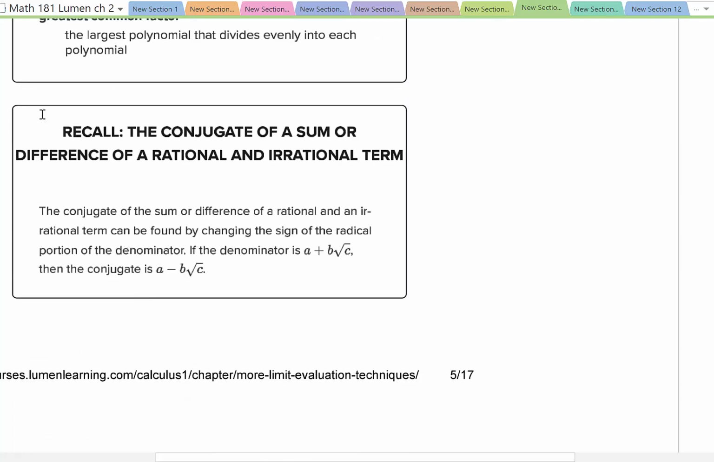Also recall the conjugate of a sum or difference of a rational and irrational term. So if you have a plus b root c, the conjugate is a minus b root c. So it might be helpful in doing that in the numerator or denominator, whatever is appropriate to help simplify what you're doing.